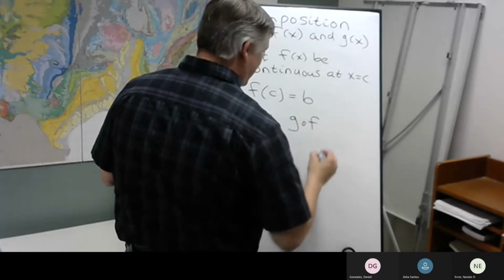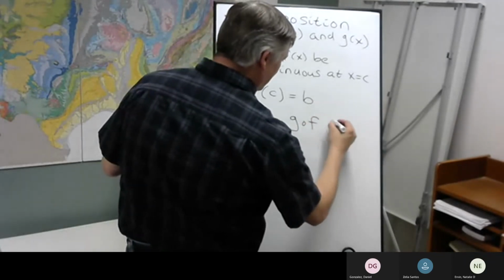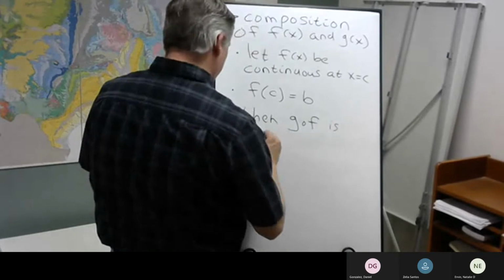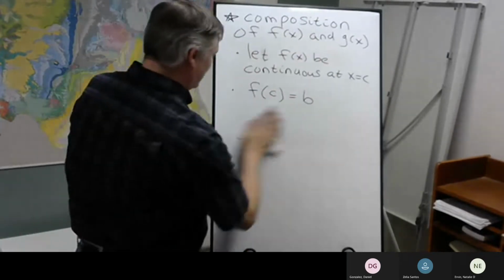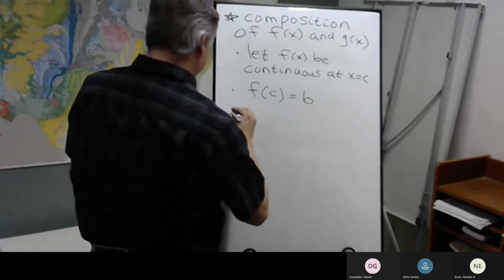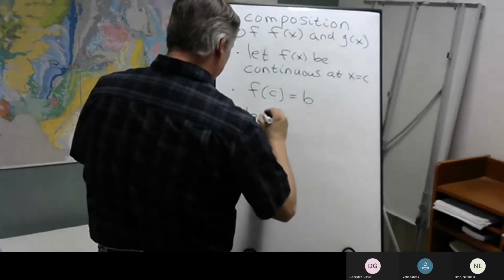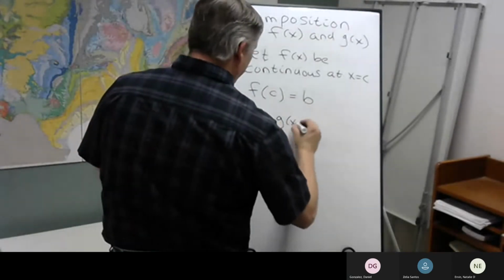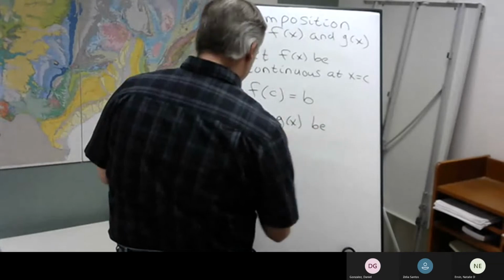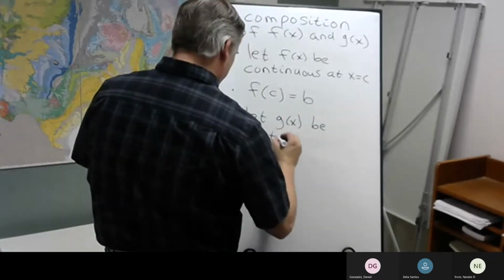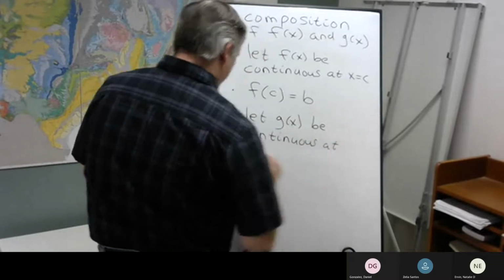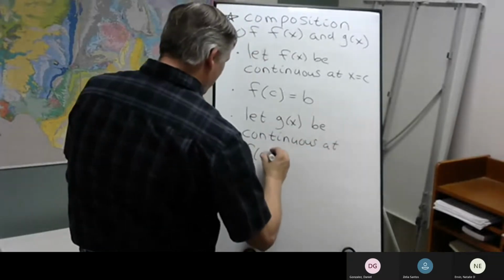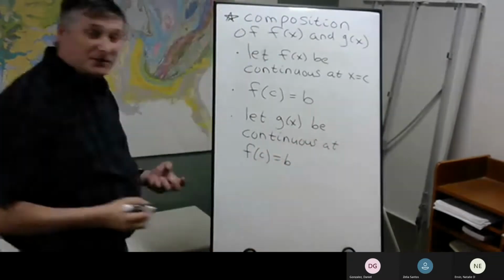G composition F is also, oh, one more thing. Skip one more. And let g of x be continuous at f of c is equal to b.